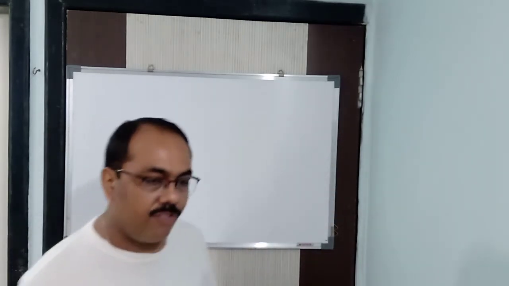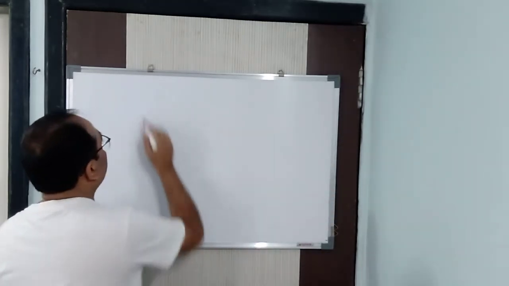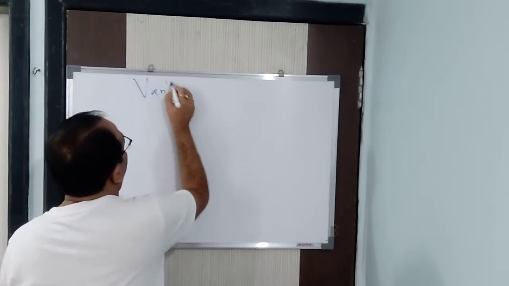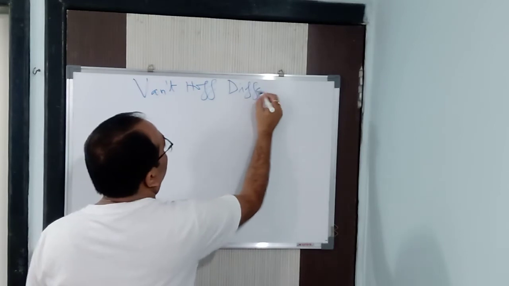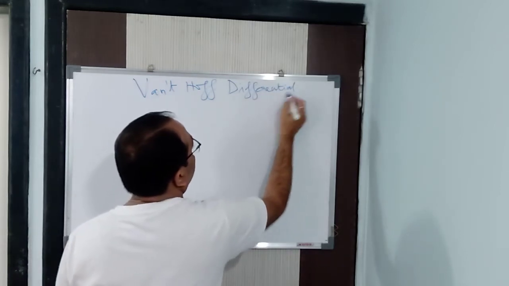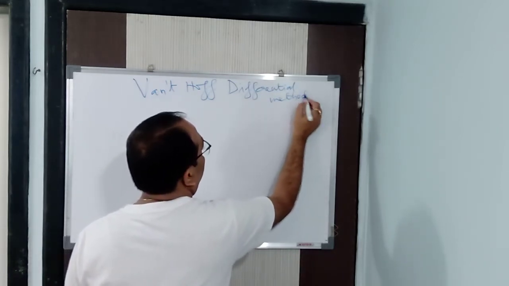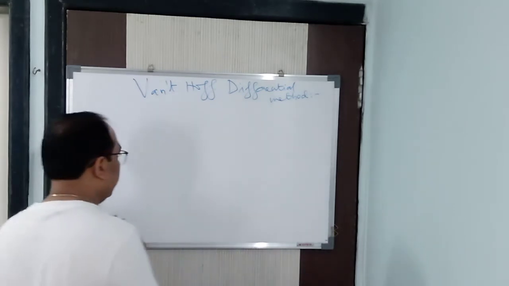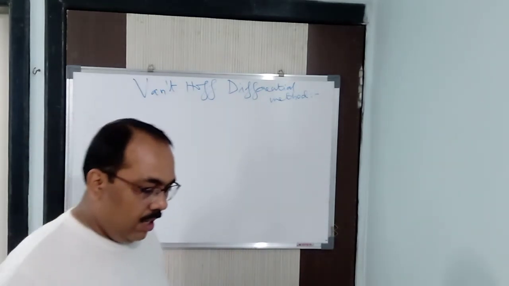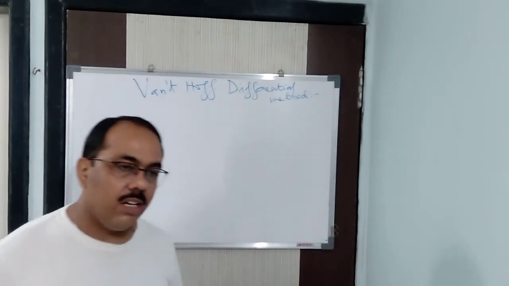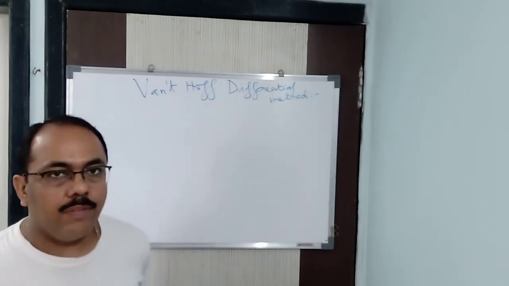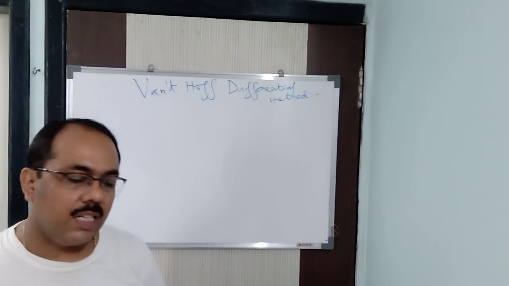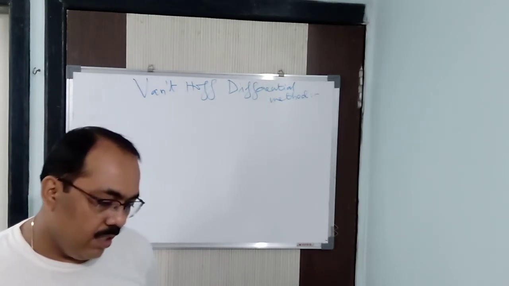Van 't Hoff differential method, we can say. Van 't Hoff differential method. Now we know that the rate of a reaction varies on the power of the concentration of the reactant.